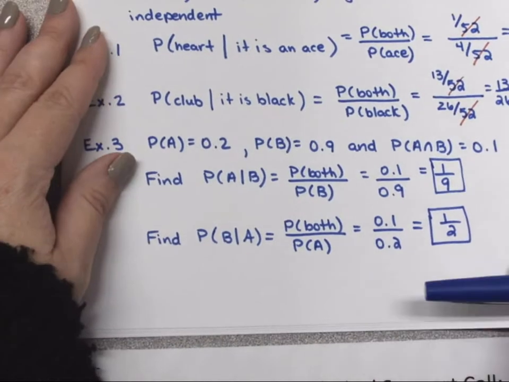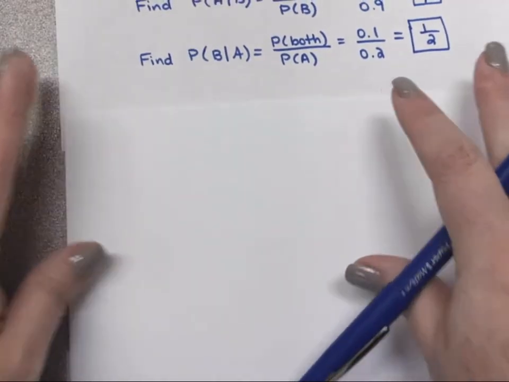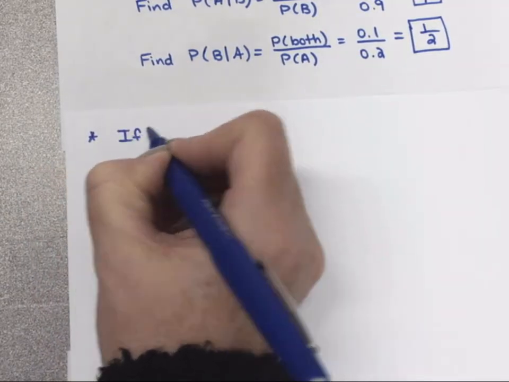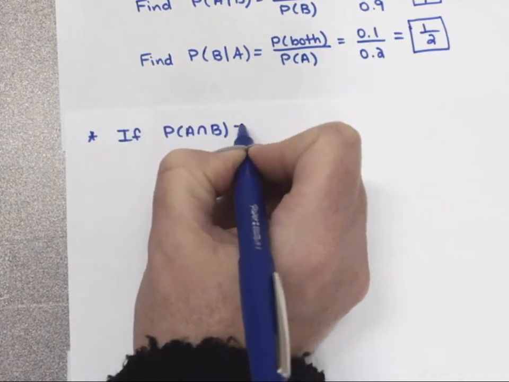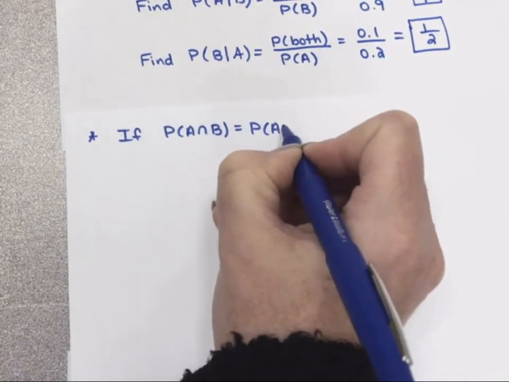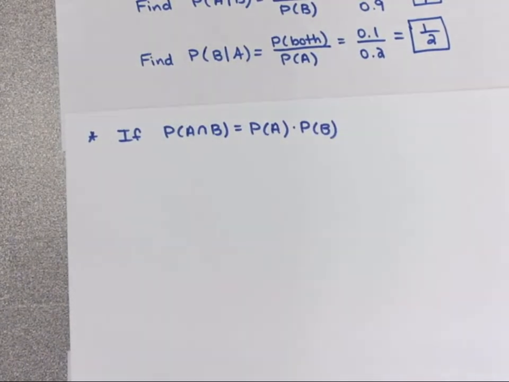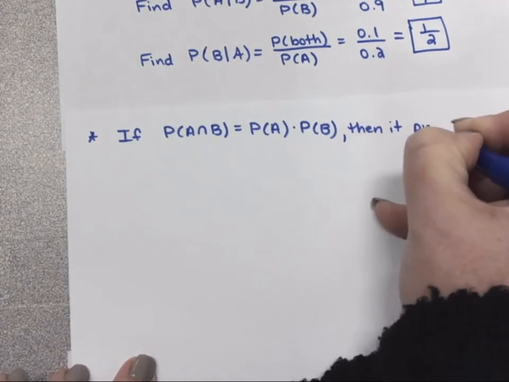Okay, so this formula is actually a little bit more useful because we don't have to worry about A and B being independent of each other. We don't have to know that fact. We can just kind of proceed with this formula. So if the probability of A and B is just plain old the probability of A times the probability of B without having to worry about the given A part, then it actually proves that A and B are independent.